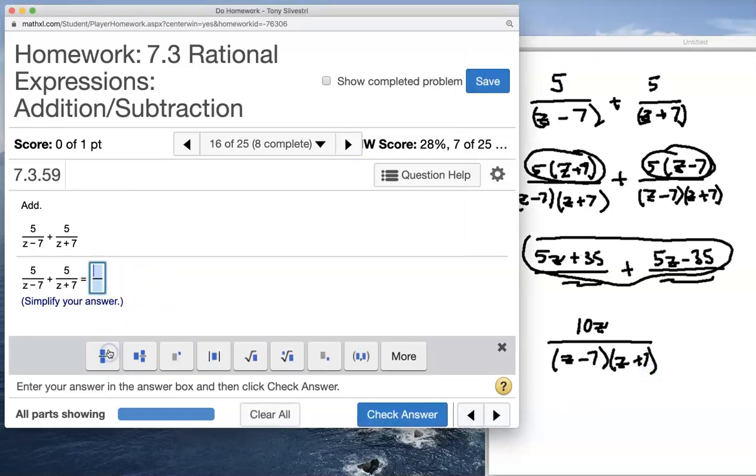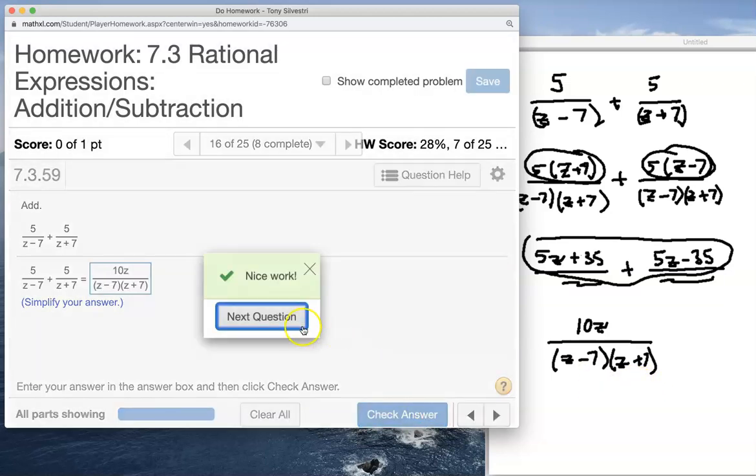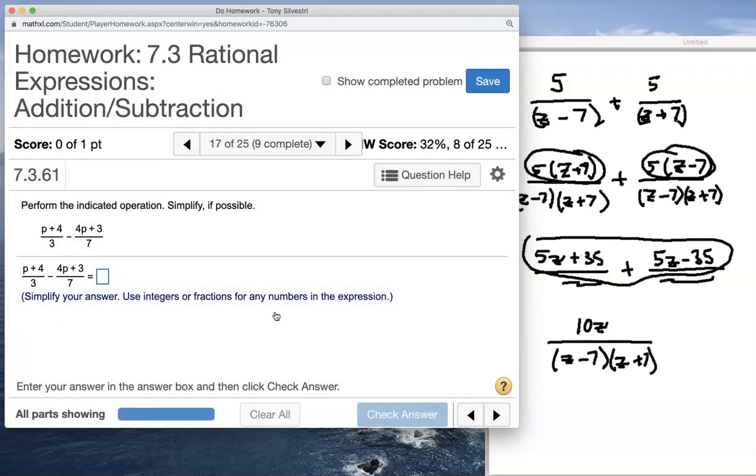So let's come over here, 10z. And on the bottom, you don't have to multiply this out. Just say z minus 7, z plus 7. That's exactly what I have in my paper here. Let's just hit OK. Great. Nice work. And let's see what the next guy here is.